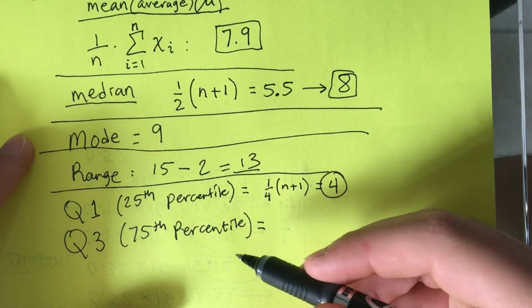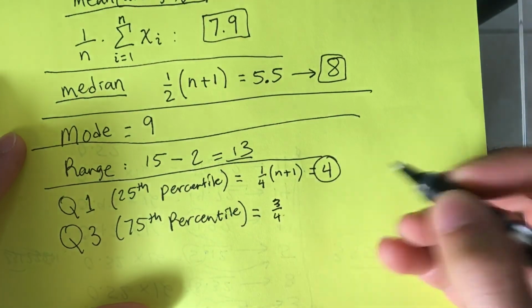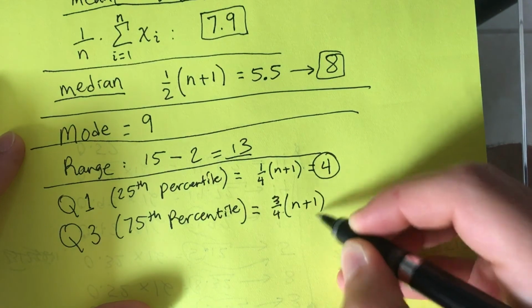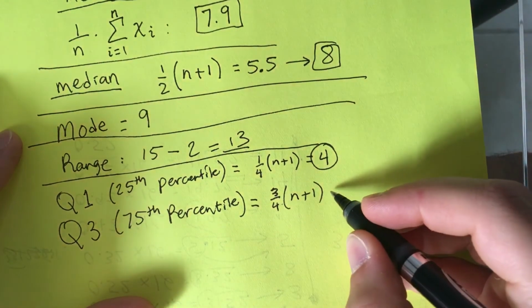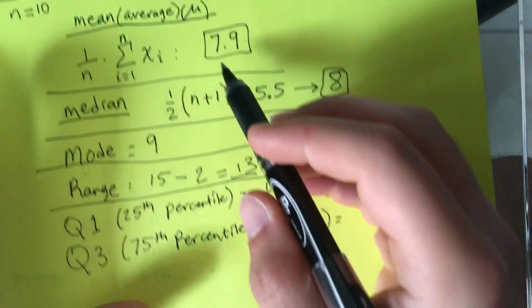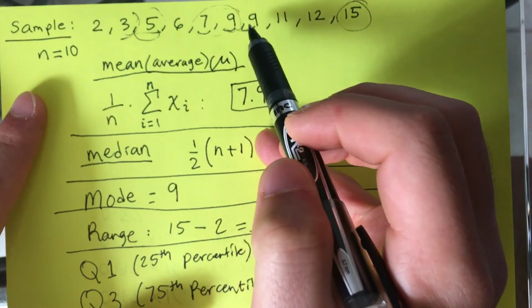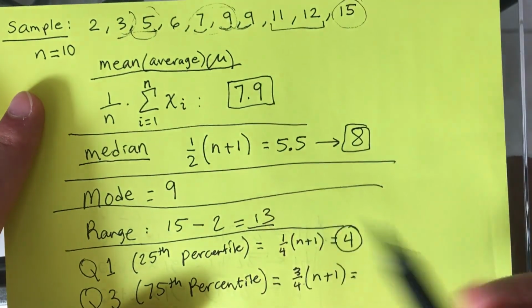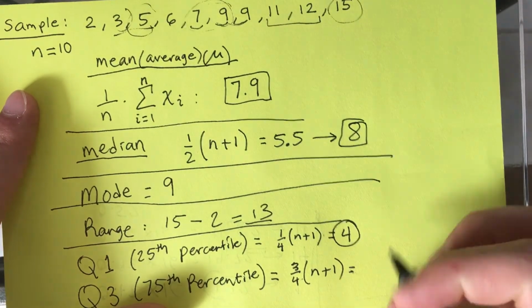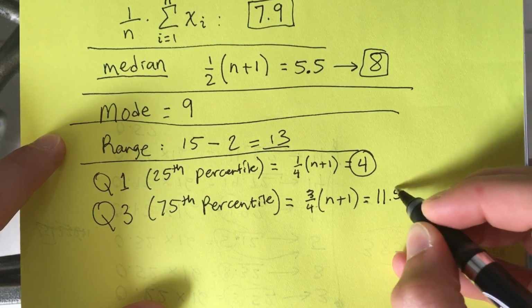The 75th percentile is the same thing. 3 over 4, or 0.75, times n plus 1. In the calculator, you get 8.25. So we're going to average out the 8th and the 9th. So 1, 2, 3, 4, 5, 6, 7, 8, 9. Average those two out, and you get 11.5. So Q3 would be 11.5.